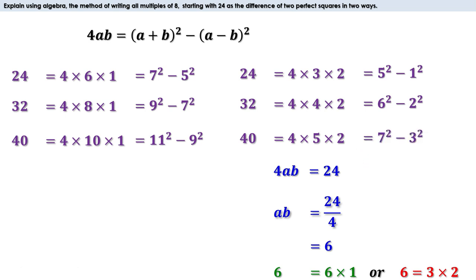Just like this, we can express all the multiples of 8 starting with 24 as the difference of two perfect squares. Now we have to check in how many different ways can we write multiples of 16 starting with 48 as the difference of two perfect squares. We know 4AB equal to A plus B all square minus A minus B all square. Let us start with 48. Let 4AB equal to 48.